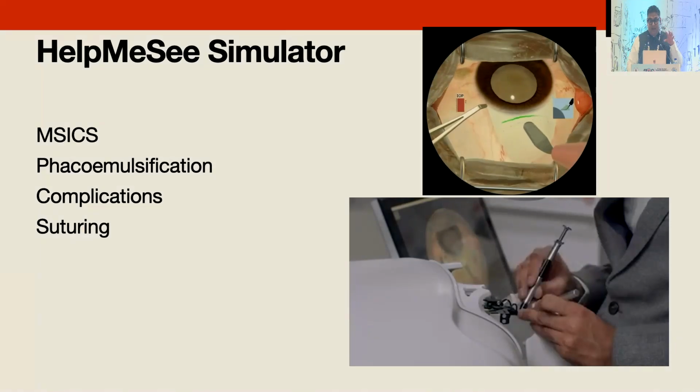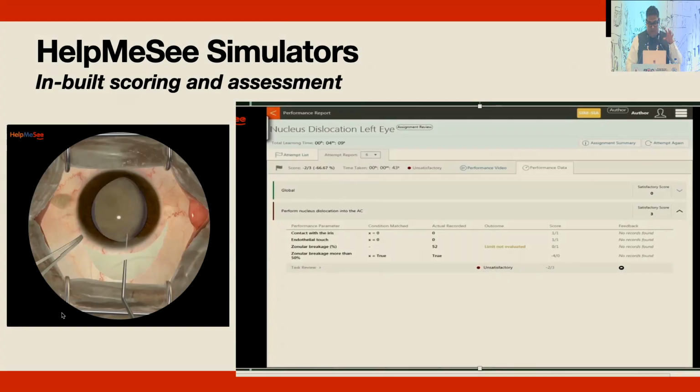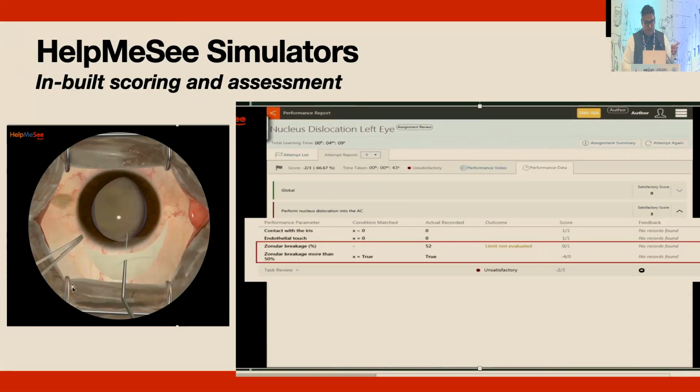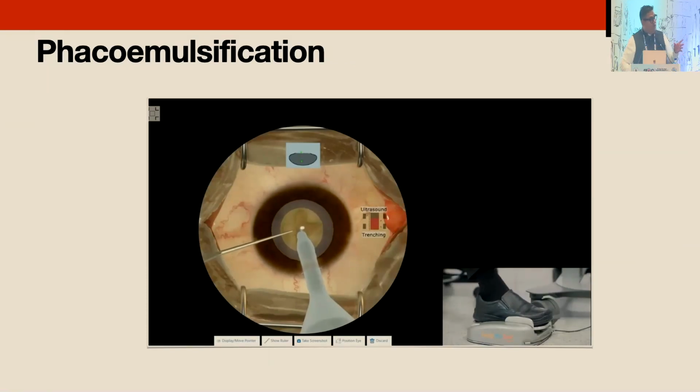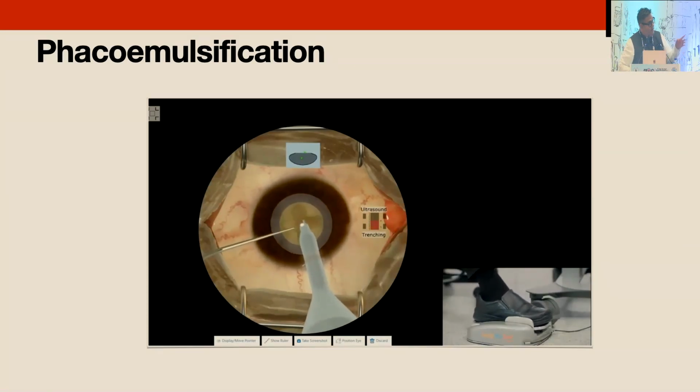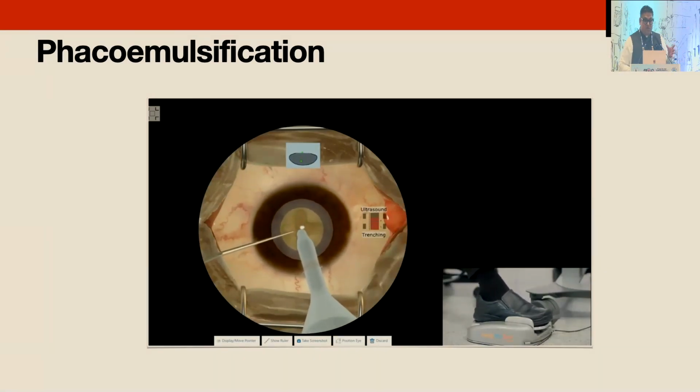It has a 3D visual that you see, and this is the assessment. I think we already went over this. Similarly, for phacoemulsification, this is trenching happening, and it has a foot pedal. So you also learn hand, eye, and foot coordination.